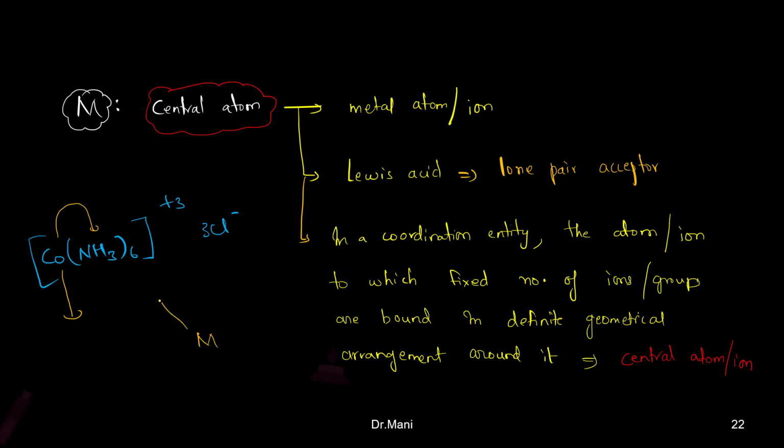Suppose you take M, it will be like this. So there will be fixed ligands that are surrounding this central metal atom. Okay. So a definite geometrical arrangement around it. You understood? So what is the metal atom? Any doubts? So remember, this is the central metal atom. Okay. So next one.